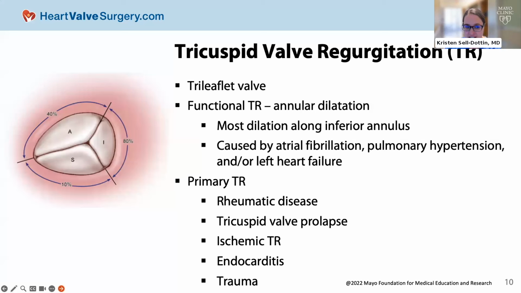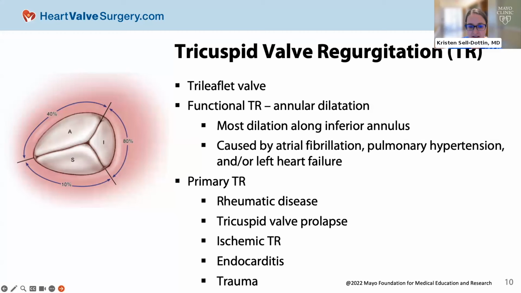The tricuspid valve is a tri-leaflet or 3-leaflet valve. Okay, looking at the diagram on the left side, that's sort of looking directly at the tricuspid valve. You can see there are 3 moving leaflets. And the most common type of tricuspid regurgitation is functional. So there are 2 main classes. Functional is the first and most common. This involves annular dilatation or stretching out of the actual annulus or where the valve is connected to the heart.